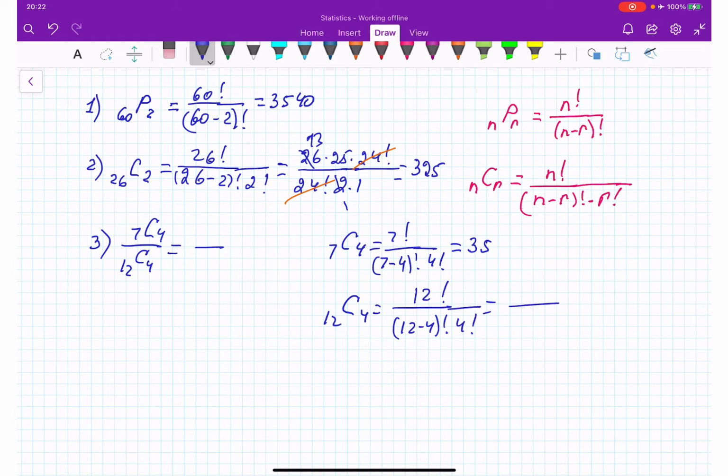Okay, let me take this one all the way. So 12 minus 4 is 8 factorial. 4 factorial is going to be 4 times 3 times 2 times 1, right? So 12 I'm opening till 8. So 8 and 8 is gone. So what do I get? 4 times 3 is 12. It's gone with this 12. And that's pretty much it. So the result is going to be 11 times 10 times 9 over 2. And let me see, 4 out of 12 combination is 495.